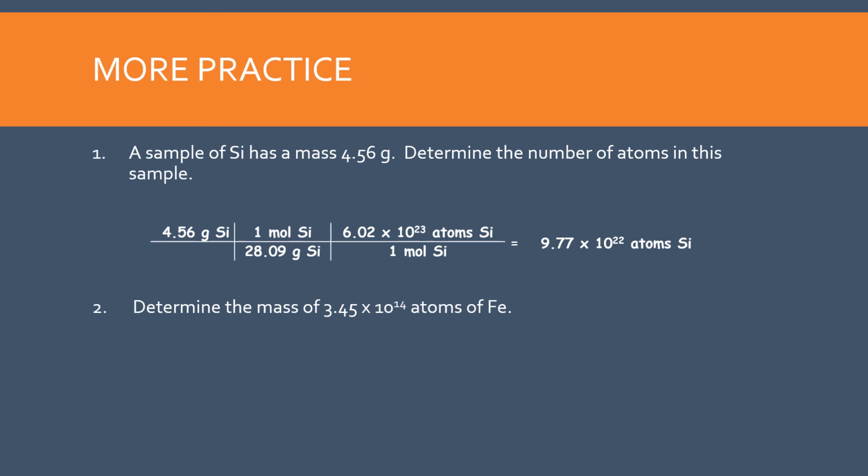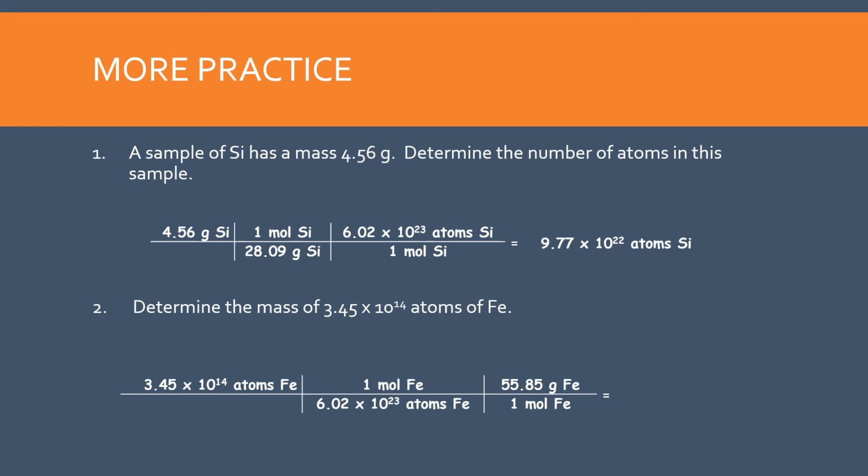Again, I suggest you pause the video and try to do number 2 on your own. And then unpause it and check and see if you got the same thing I did. For number 2 here, it says determine the mass of 3.45 times 10 to the 14th atoms of Fe. This time we're starting with atoms, so we're just kind of working in reverse.